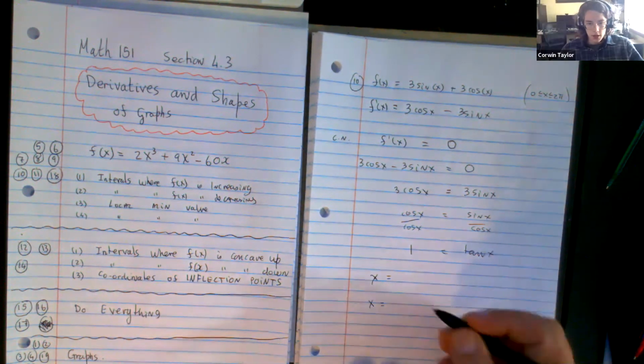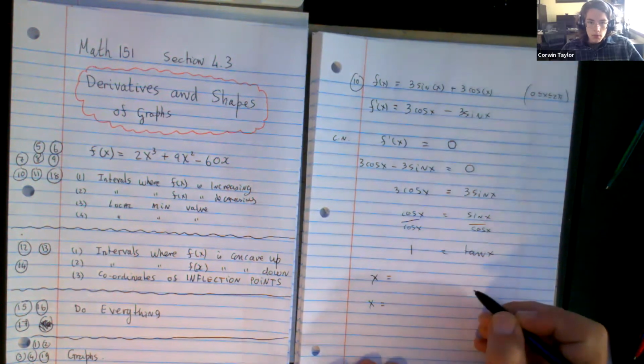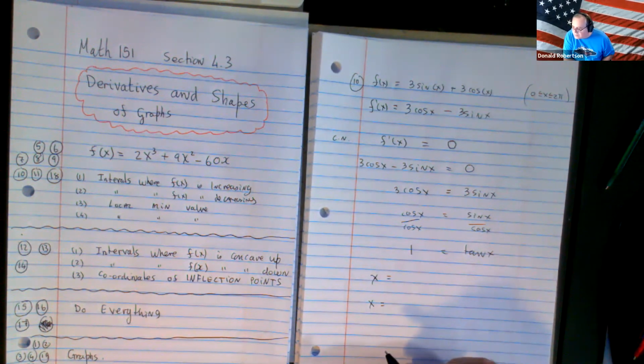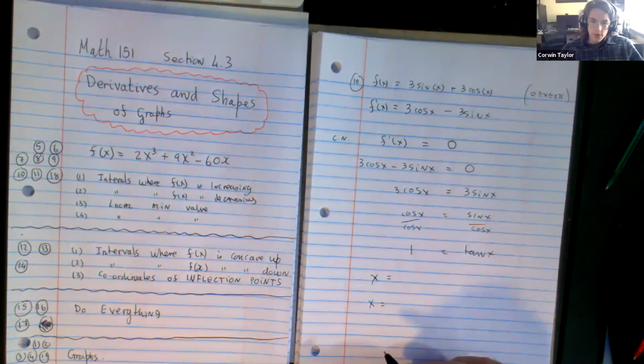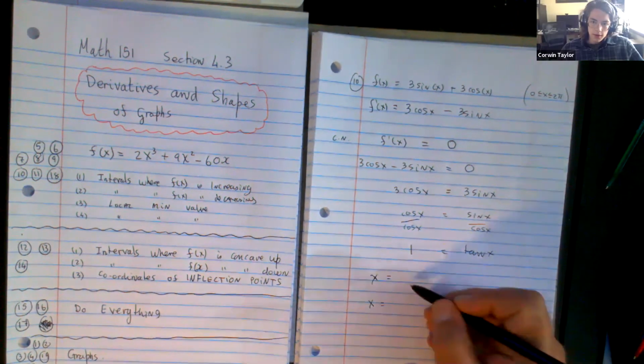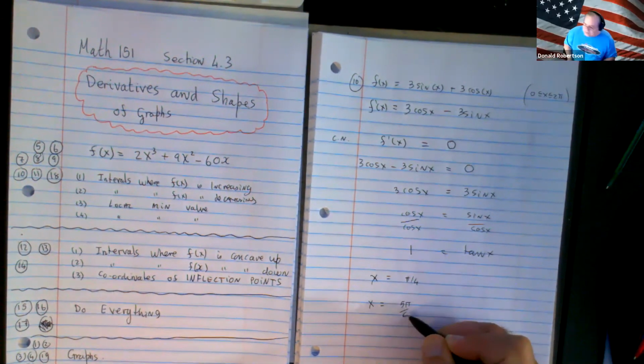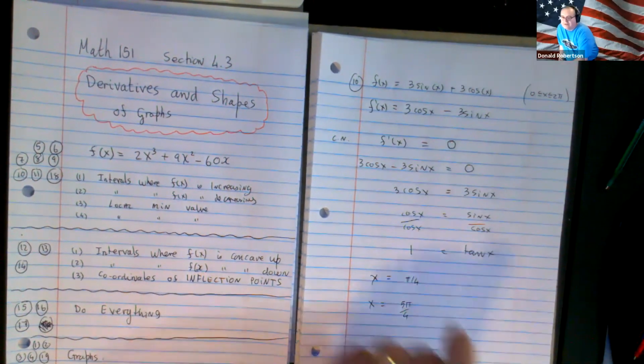Matthew said in, Corwin? Sorry, pi over 4 and 5 pi over 4. There you go, guys. First quadrant, third quadrant.